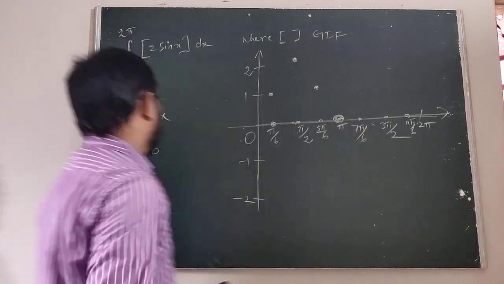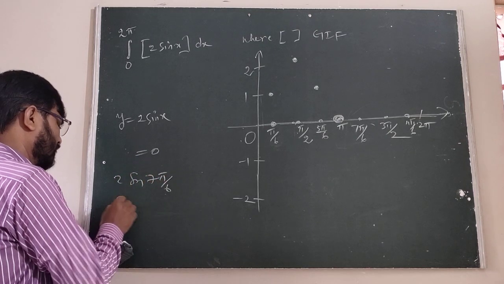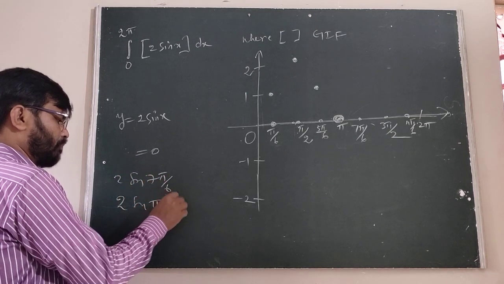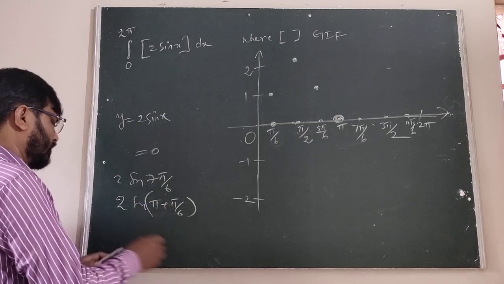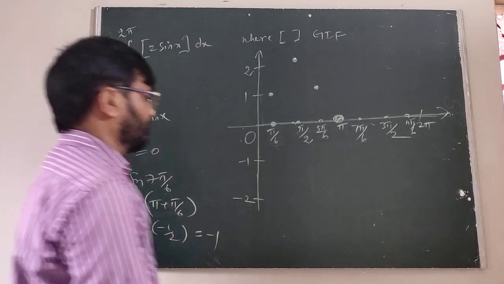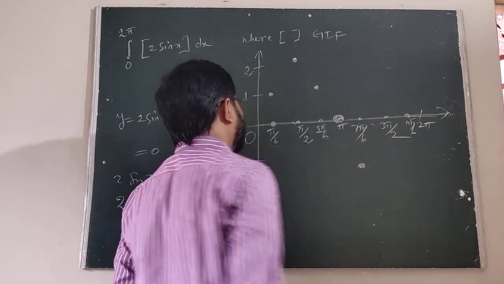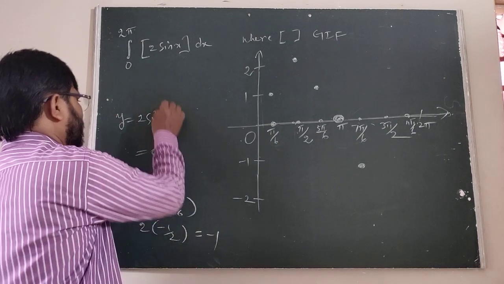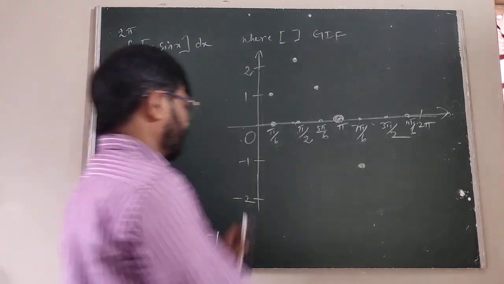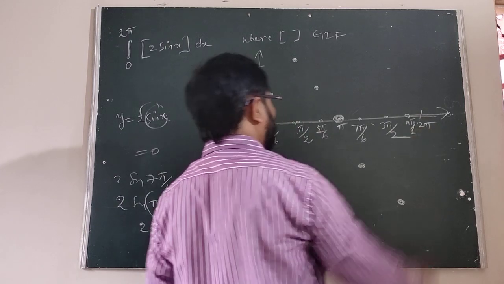Now 7 pi by 6. The sine of 7 pi by 6 can be written as pi plus pi by 6, in the third quadrant. 2 into minus 1 by 2, then it will be minus 1. This is the opposite, minus 1. Sine of 3 pi by 2 is minus 1, so that is minus 2 after multiplying. The opposite of 2, this is minus 2.